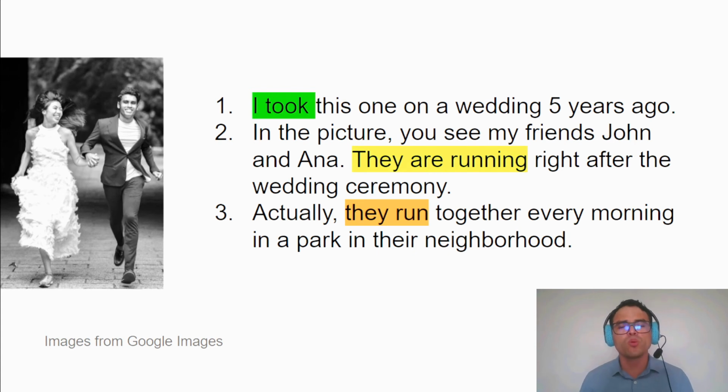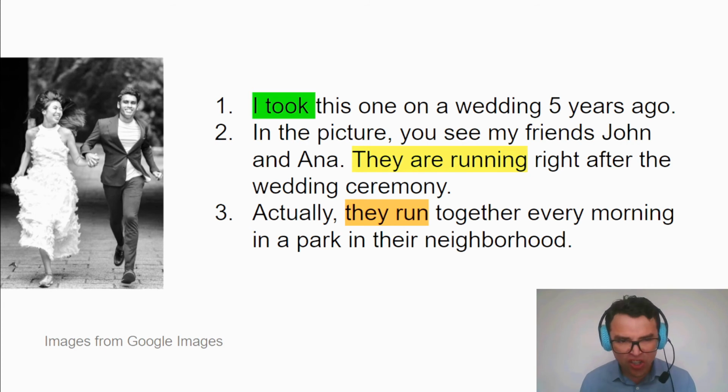Look at orange. Orange is not about what is happening right now. Orange is about something that usually happens. Pay attention. Number 3. Actually, they run together every morning in a park in their neighborhood. Simple present, orange, to talk about habits, not necessarily to describe what is happening at the moment.